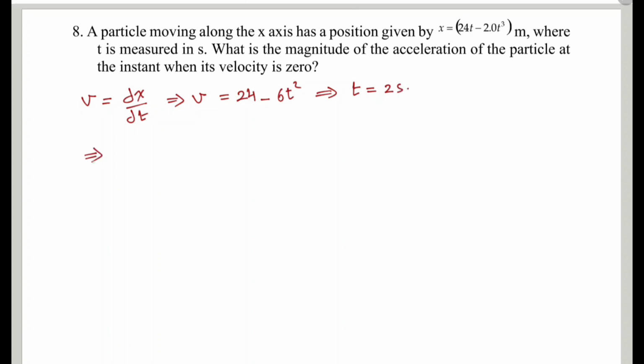Now, the acceleration is the first derivative of v with respect to t, and you differentiate this one here. It's minus 12t equal to a, or in other words, a equal to minus 24 meters per second squared. You substitute 2 instead of time in this one here, and you will get minus 24 meters per second squared.